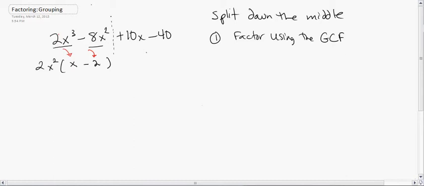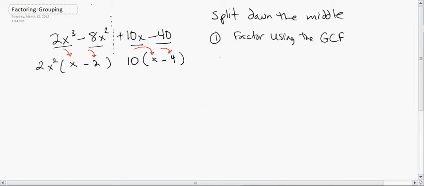Find a greatest common factor, this time of 10x minus 40. So 10 goes into 10x and into 40. So my greatest common factor is 10. Divide 10 out of 10x and I get an x. So that guy becomes that. And 10 out of 40 is 4, and it's negative 40, so it'll be minus 4 inside the parentheses, and that term, negative 40, becomes 4. All right, so now I've factored both sides using the greatest common factor.